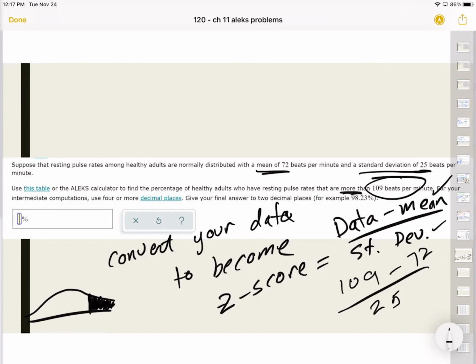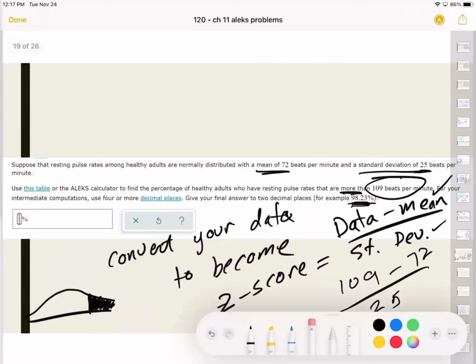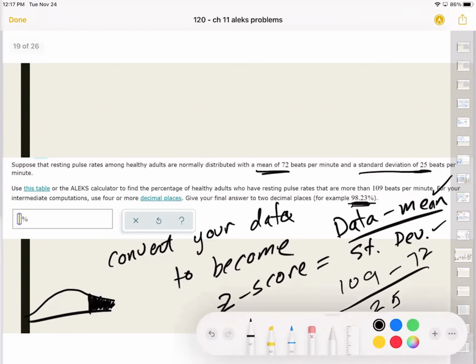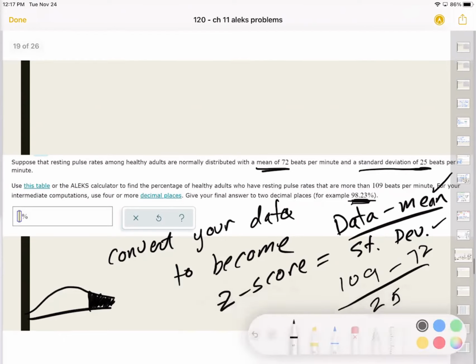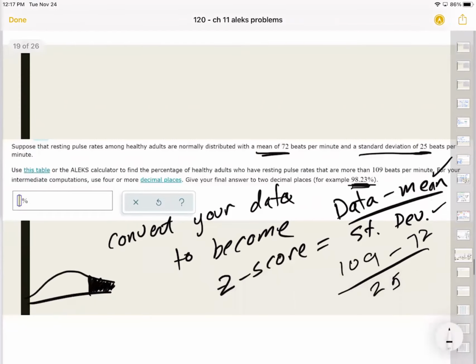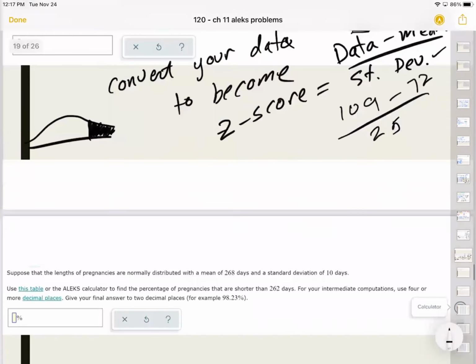And the only other thing they ask is to write your answer as a percentage. So you need to convert the answer from a decimal to a percent. Looking at this item, we did this last time. It's very close, pretty much the same. It's just that you need to convert to the z-score first.